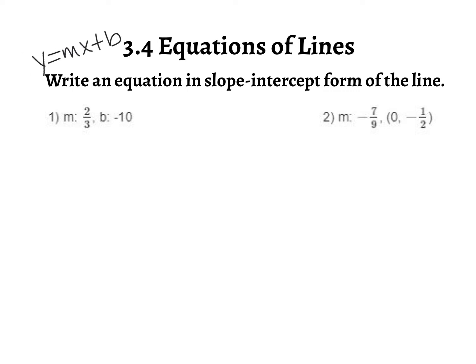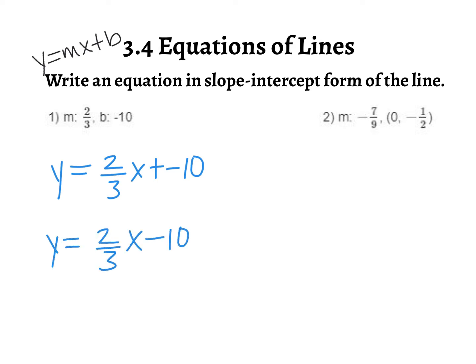So if I have the slope, I would just have to plug it in here. M goes in here, and the y-intercept goes in here. And just like that, we have y equals 2/3 x plus b, or plus negative 10. Now, adding a negative is really just subtraction, so you can just say y equals 2/3 x minus 10.